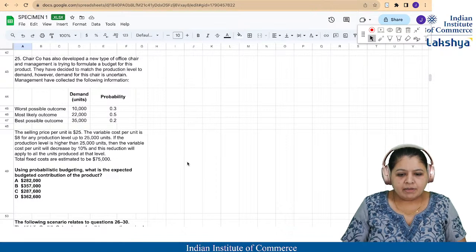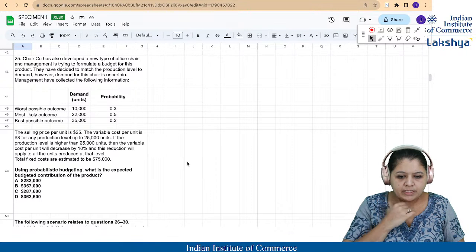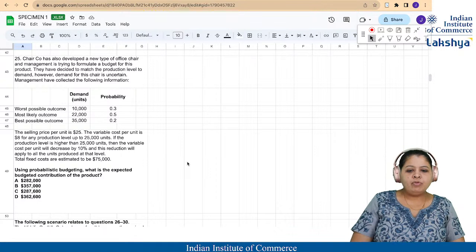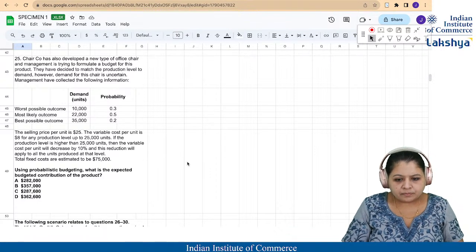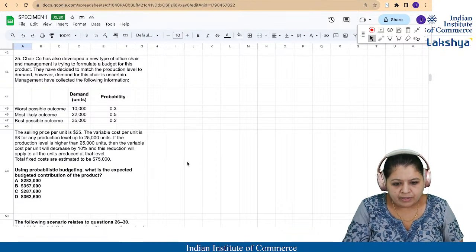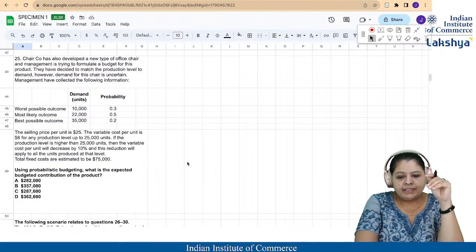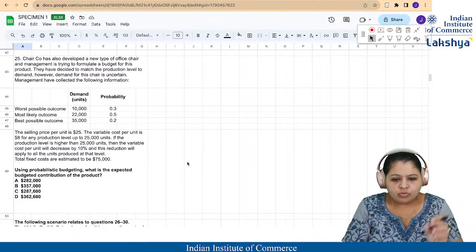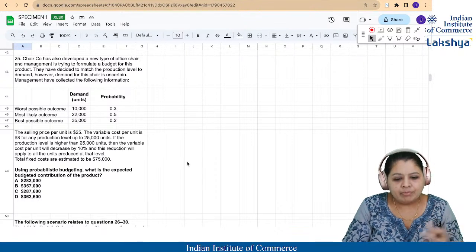Chair Company has developed a new type of office chair and management is trying to formulate a budget for this product. They have decided to match the production level to demand. However, demand for this chair is uncertain and management have collected the following information. Worst possible outcomes and best possible outcomes have been given to you with a probability. Use probabilistic budgeting. What is the expected budgeted contribution of the product? So it is super simple.